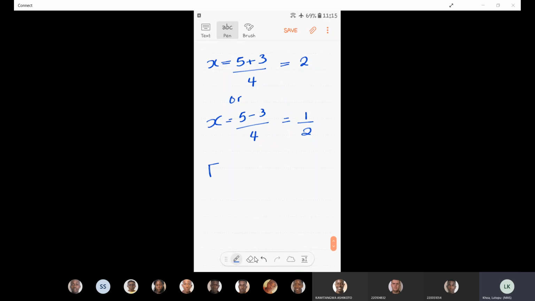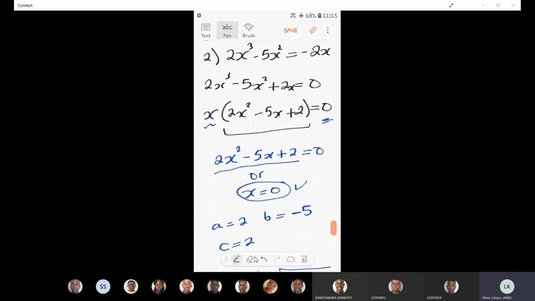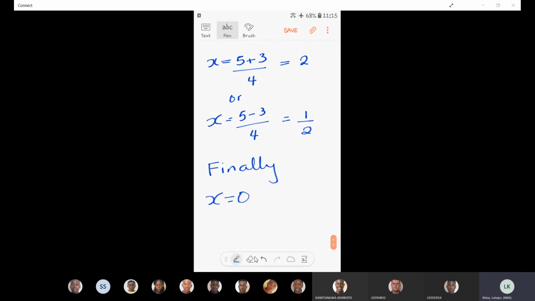So finally, x is equal to 0. Remember this 0 that we got at the beginning over here. Don't forget it. It is also a solution. And or x is equal to 2. That's this one over here. Or x is equal to 1/2.